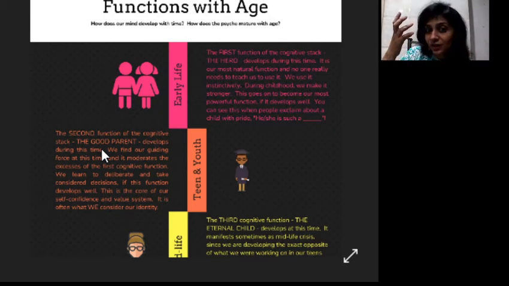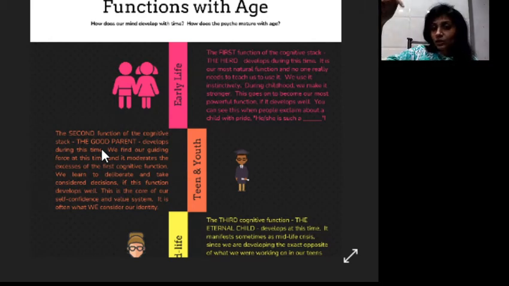Okay, so now what I'm going to talk about is when and how our conscious cognitive functions develop. What are our conscious cognitive functions? Like I said, there are 4 of them. The hero or the dominant, the good parent or the auxiliary, the eternal child or the tertiary, and 4th, the anima animus or the inferior function.